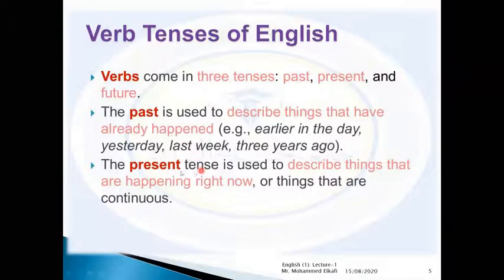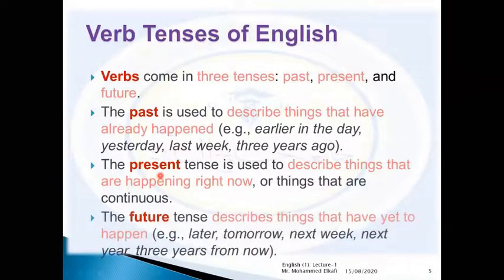The present tense is used to describe things that are happening right now, or things that are continuous. So for continuous things, or even things that are happening right now, we think of the present. So this is a form of present.